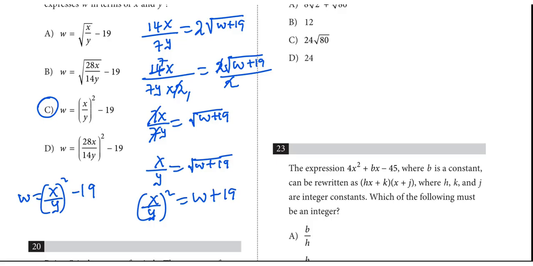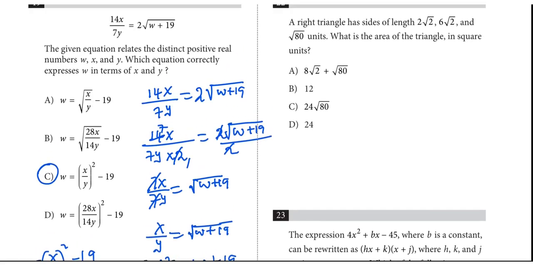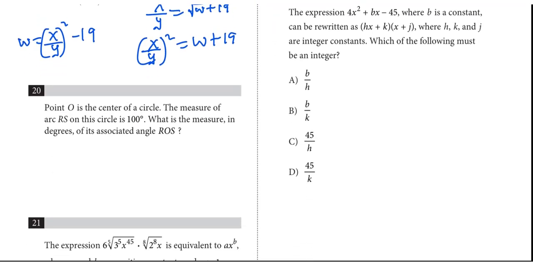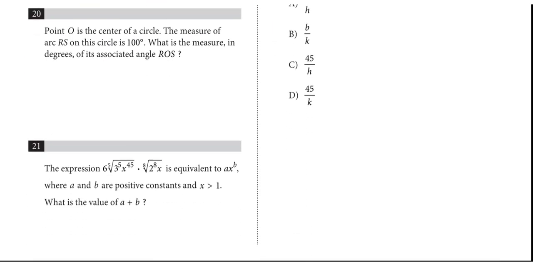Okay, so let's go to question 20. Question 20. When O is the center of a circle, the measure of arc RX on the circle is 100 degrees. What is the measure in degrees of the associated angle ROX?